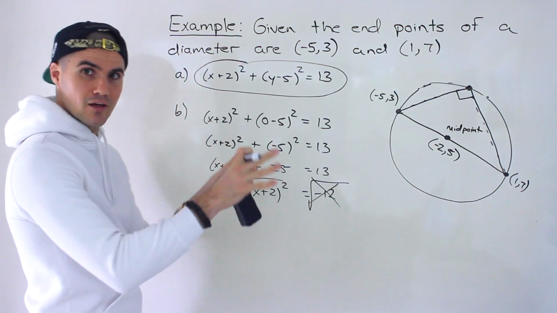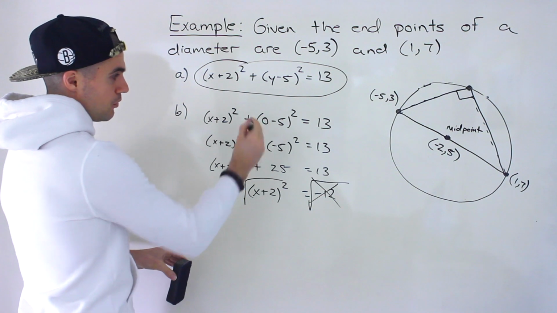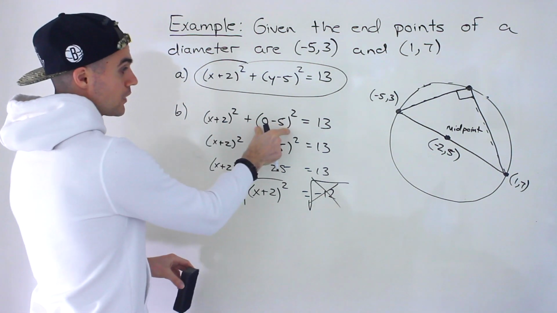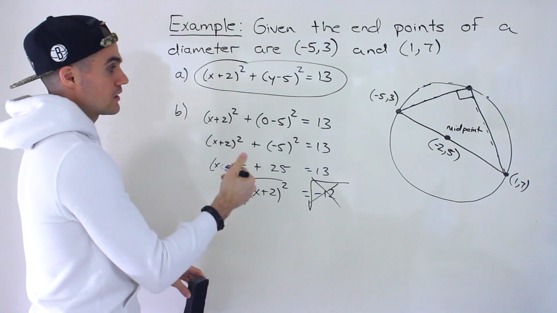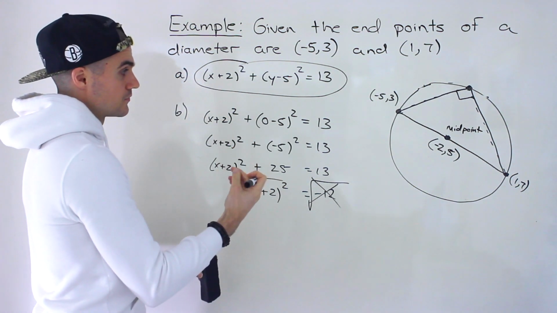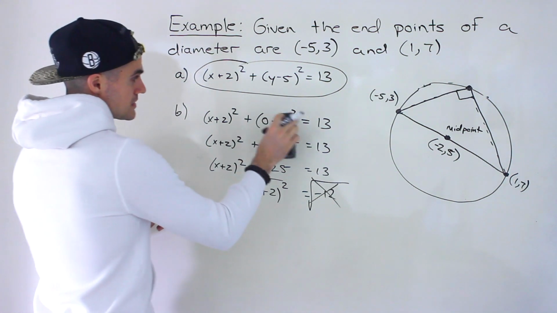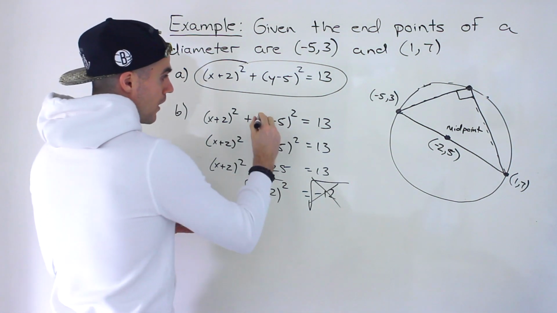If you ever get to this point where you have to square root a negative, then you got to go back and pick another point, because that value you plugged in for either the y coordinate, like in this case, or the x coordinate doesn't work out, right? So what we got to do is pick another point. So 0 for y wouldn't work.